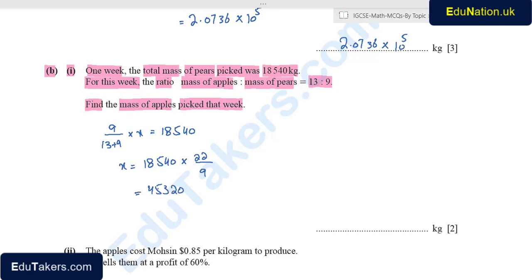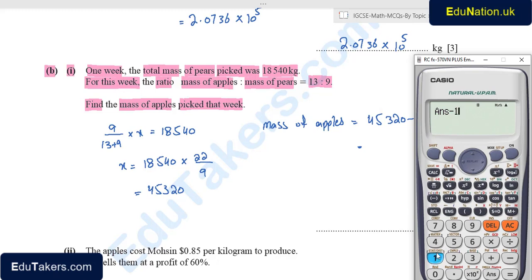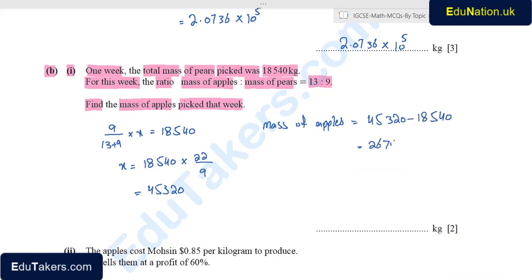This is the total mass of pears and apples. So mass of apples is equal to 45,320 minus mass of pears, that is 18,540. 45,320 minus 18,540 is 26,780. 26,780 kgs.